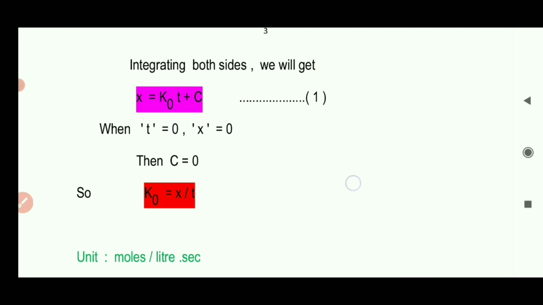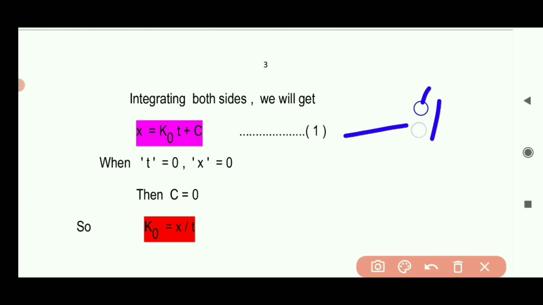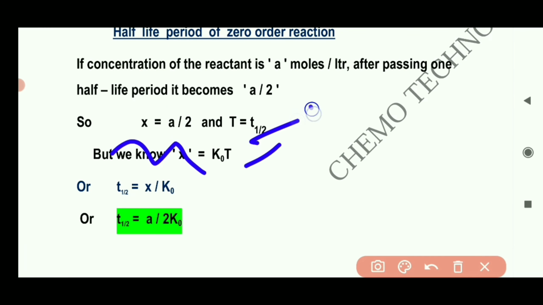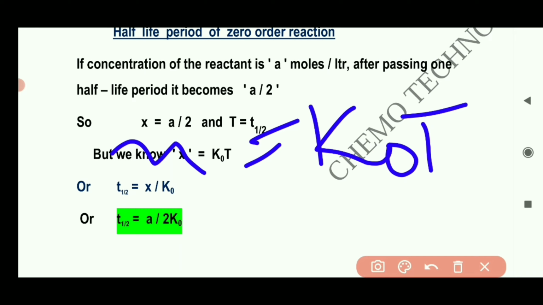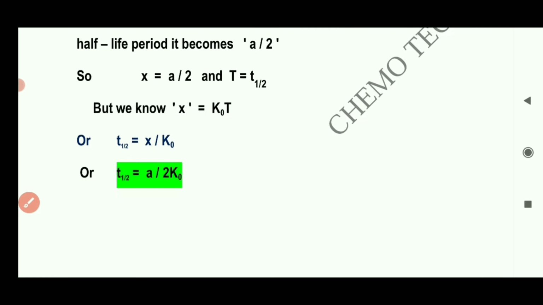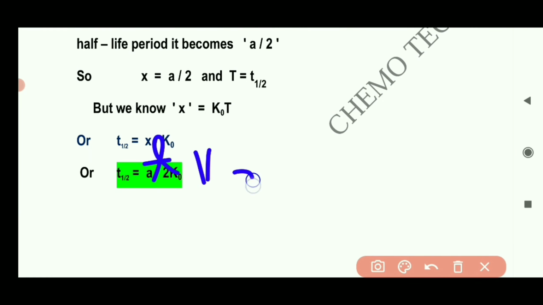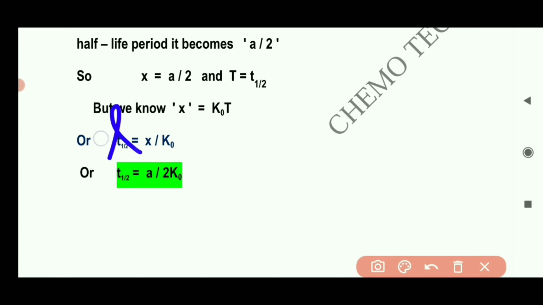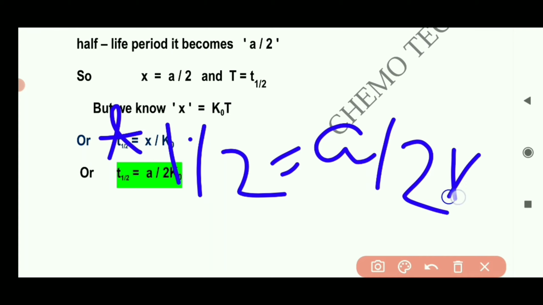But we know from equation 1 that x is equal to k0 into t. So here the value of x is equal to a by 2, which is equal to k0 into the value of t, that is t half. So t half is equal to a by 2 k0. So friends, the half-life period is determined: t half is equal to a by 2 k0.